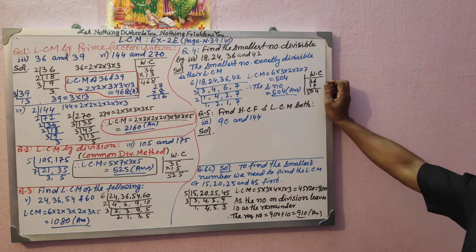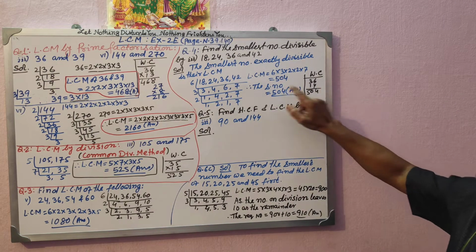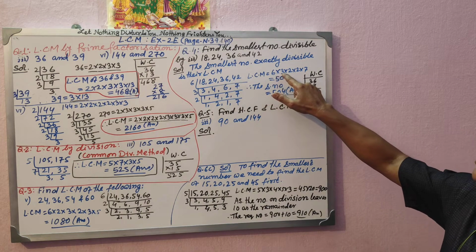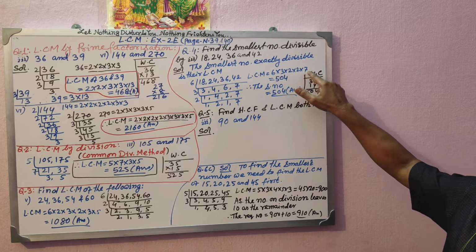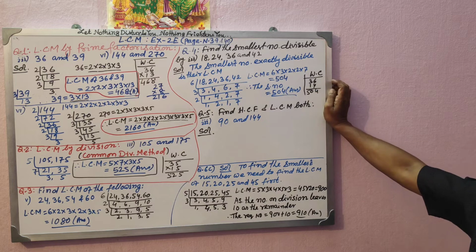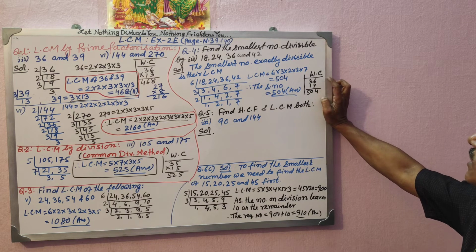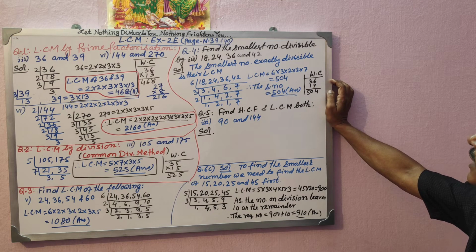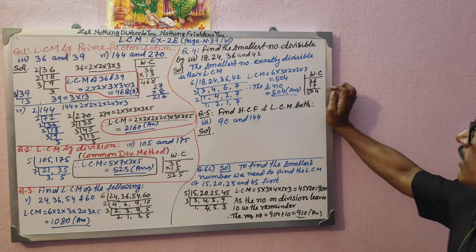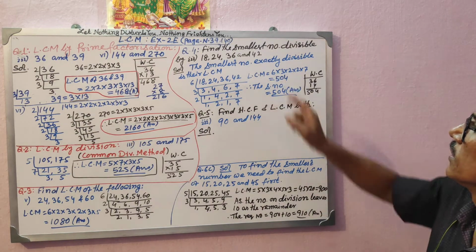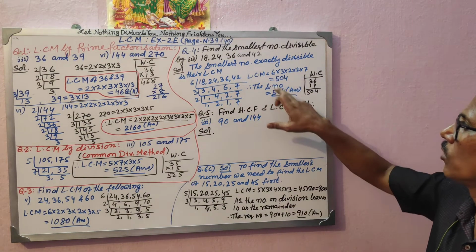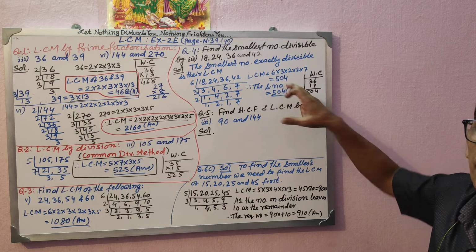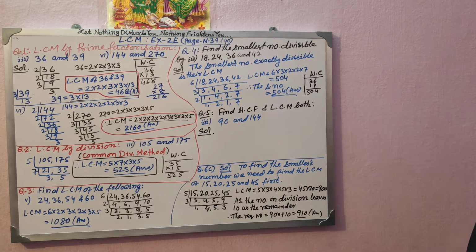You can take the help of a working column. 36, see, 6 6s are 36, and 2 7s are 14, 36 into 14. 14 6s are 84 and 14 3s are 42 plus 8 is 50. So 504 will be the LCM. Therefore, the smallest number is equal to 504. Don't write down LCM is equal to 504. That is not the answer. The smallest number is equal to 504.